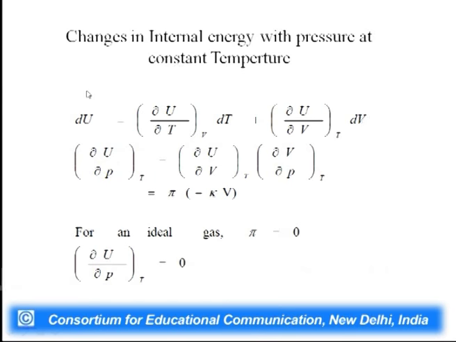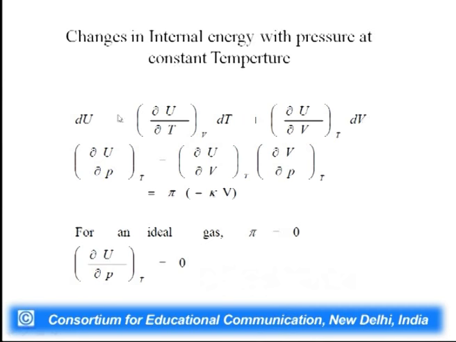Suppose we want to calculate the change in internal energy with pressure. We will simply write del U by del P at constant T. So now you can see that we are trying to calculate internal energy change with change in pressure at constant temperature. Since temperature is constant, the first term is going to be 0. What you are left with is del U by del V at constant T times del V by del P at constant T. Del U by del V at constant T is your internal pressure, and del V by del P at constant T is minus kappa V.